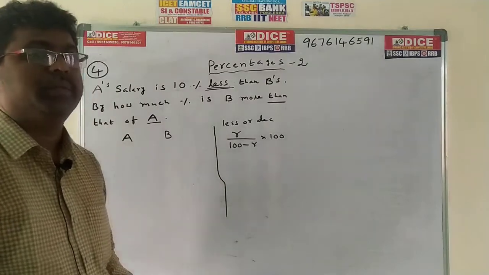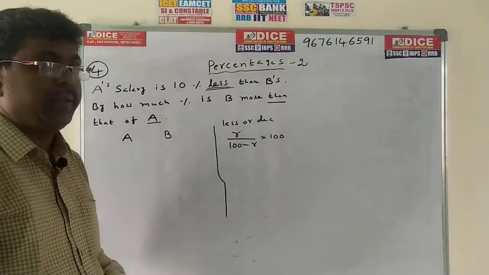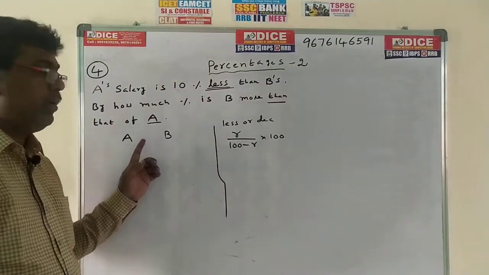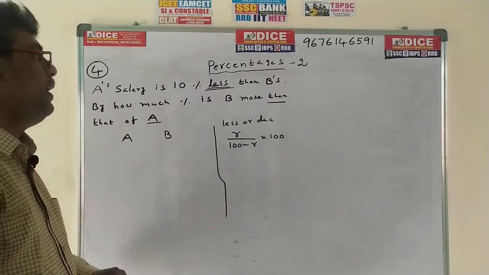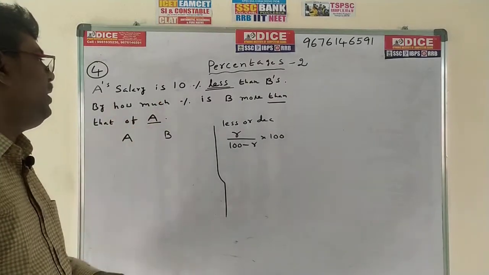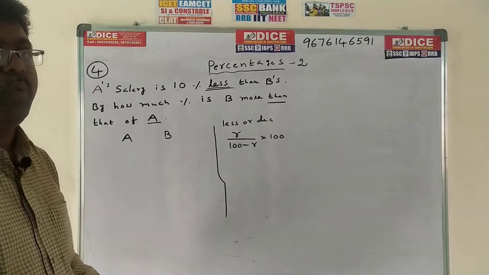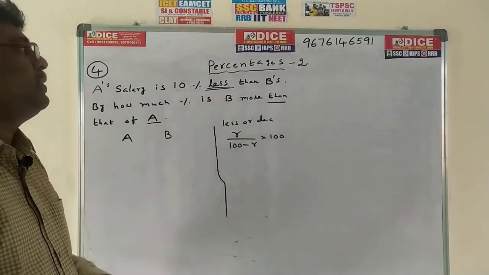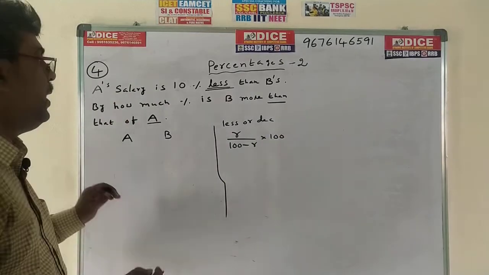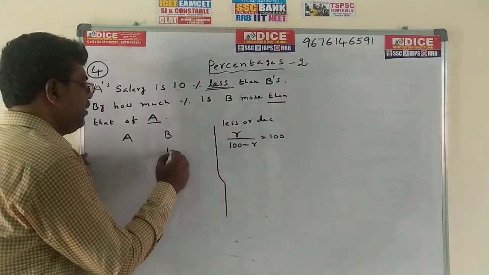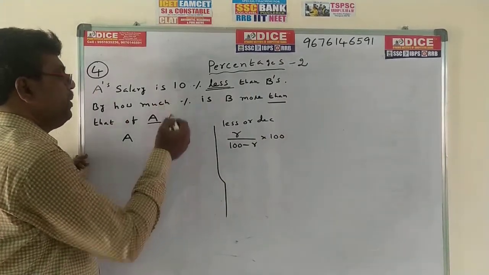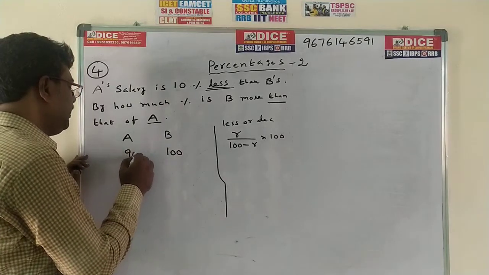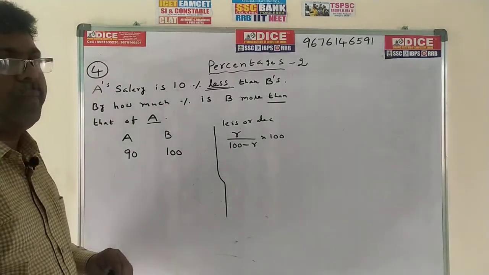Now come to the fourth problem. Same model. A's salary is 10% less than B's. By how much percent is B more than that of A? Same model. Firstly, we can see the general method. A's salary is 10% less than B's. So let us assume B as 100. Automatically, less means 100 minus 10, so A is 90.